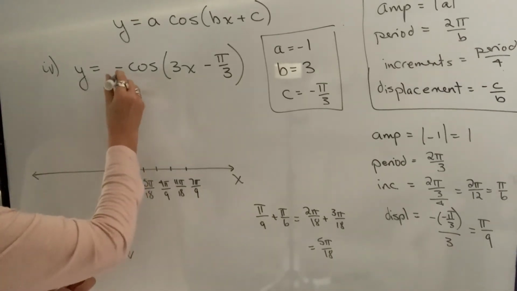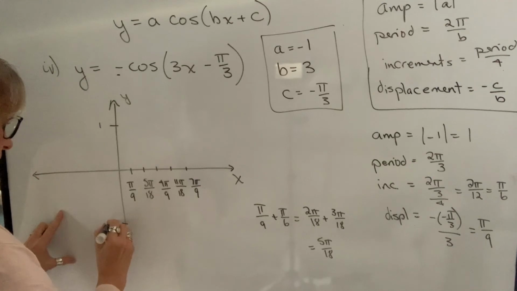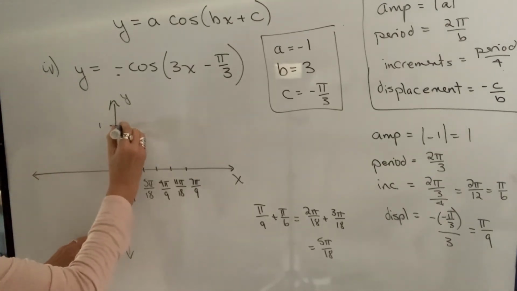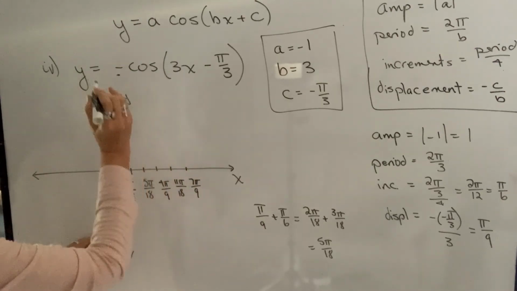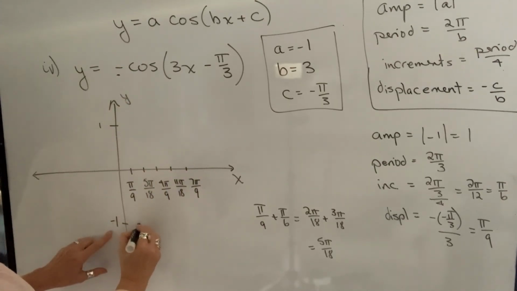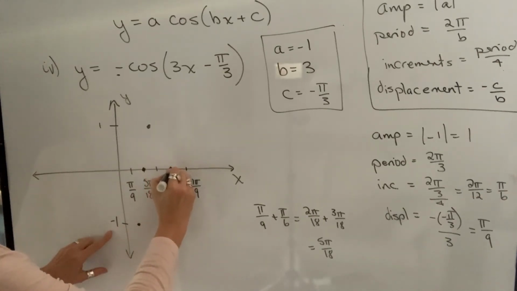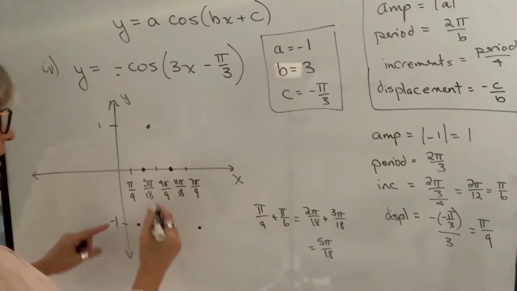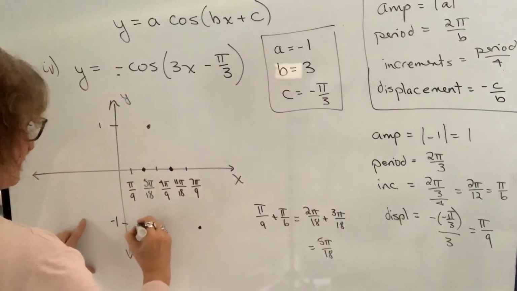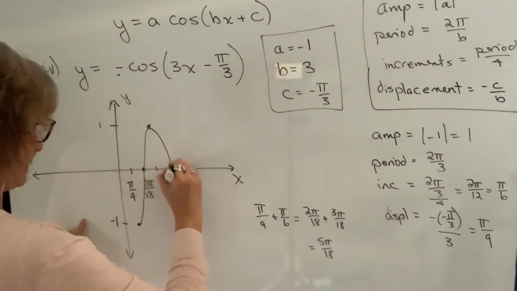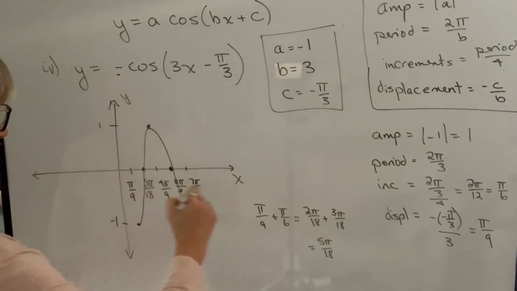Now, I have a negative here, and it's a 1. So normally I would start at 1, and my cos function would look like this if that was positive 1, but because it's negative 1, it's going to start here. Then it would be 0 here, it would be positive 1 here, 0 here, and negative 1 here. So basically the cosine function just got flipped over the x-axis. So instead of looking like this, we just flip it and it looks like that.